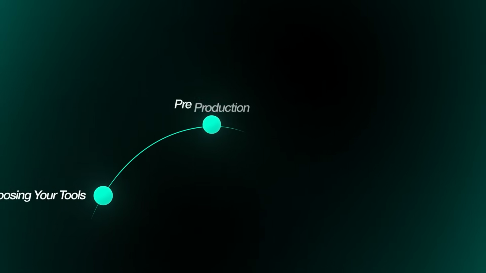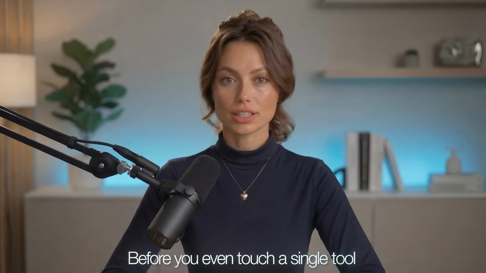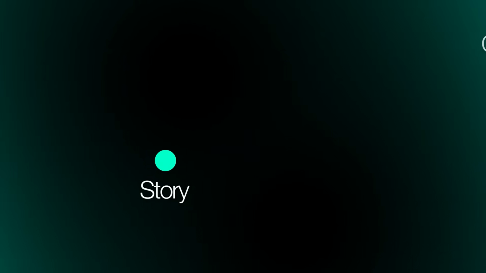The second step is pre-production. And honestly, this is the step most people skip, which is exactly why most AI animations fall apart after the first scene. This is where you plan everything out before you even touch a single tool, and it saves you from burning through credits on stuff that just doesn't work. So you need 3 things locked down: a story, your characters, and a storyboard. Let me walk through each one.